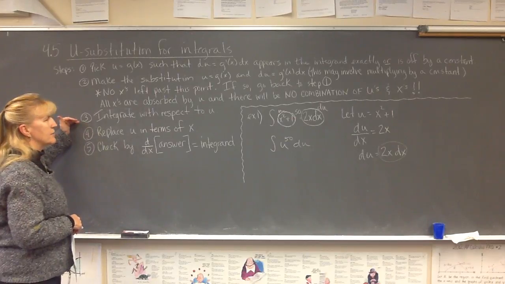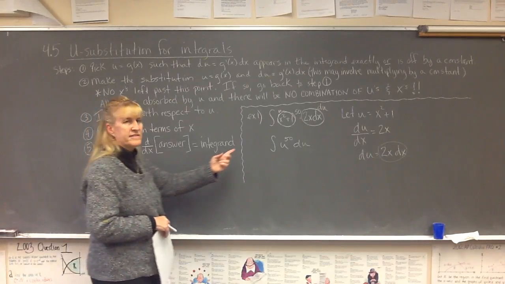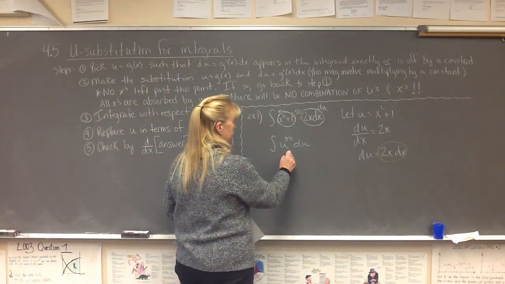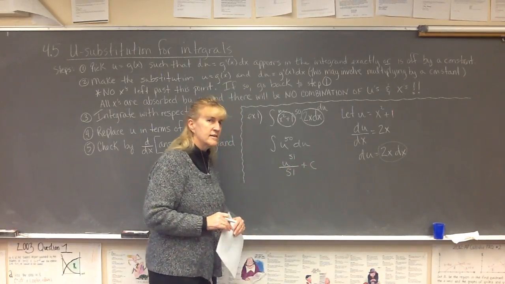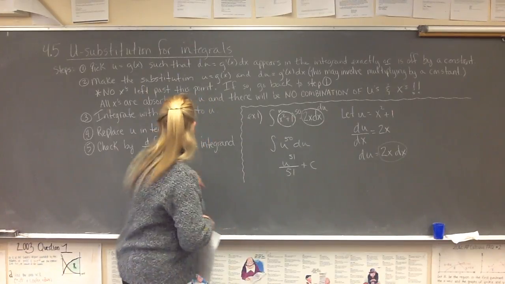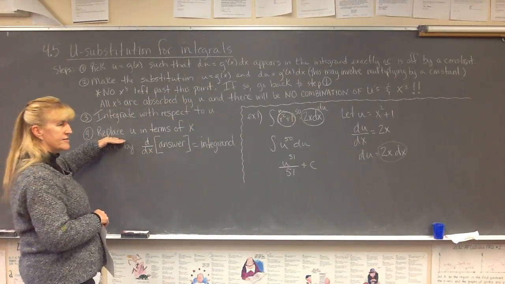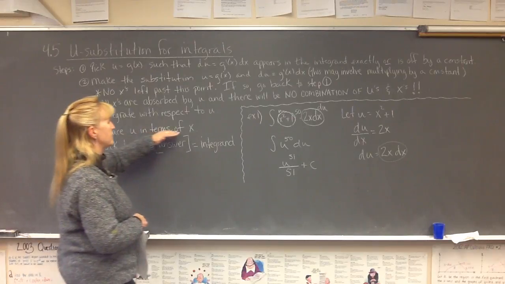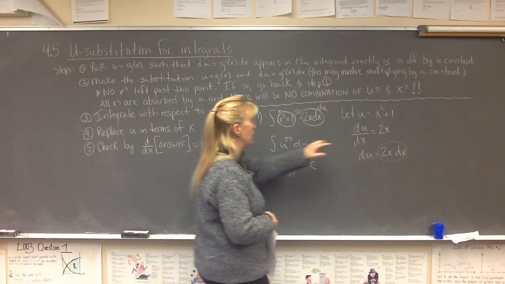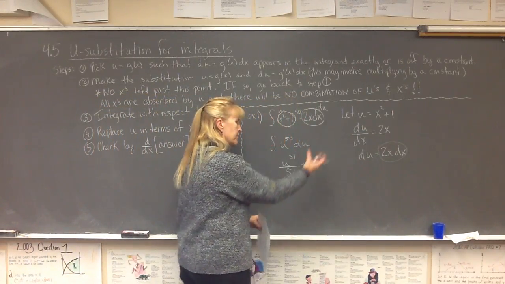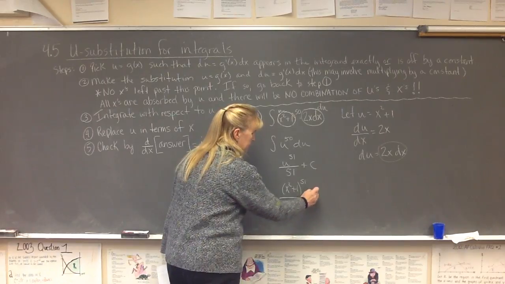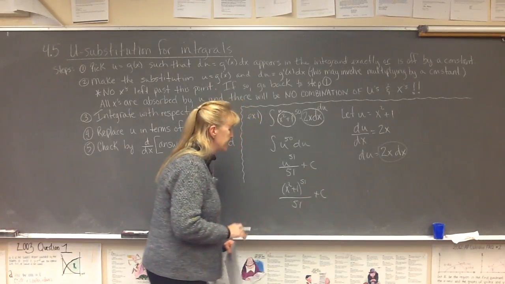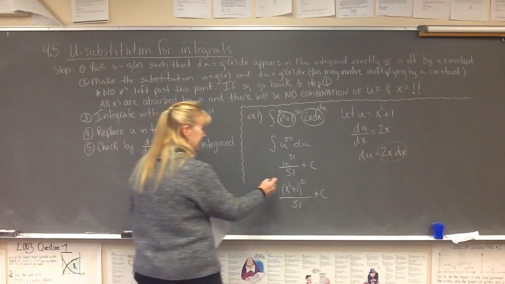Okay, now we're going to integrate with respect to u. That turns out to be a simple power rule. So we're looking at u to the 51st divided by 51. Let's not forget our constant of integration. And now, for step 4 anyway, not the very last thing, we're going to replace the u in terms of x. So my u was x squared plus 1, that's got to come back into the problem. x squared plus 1, quantity to the 51st, over 51, and then plus c. This is going to be my answer.